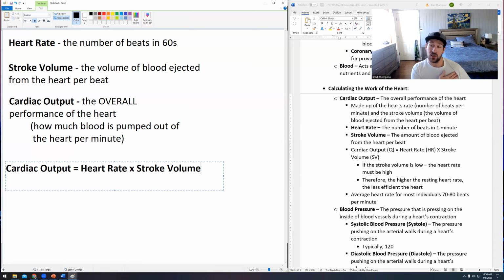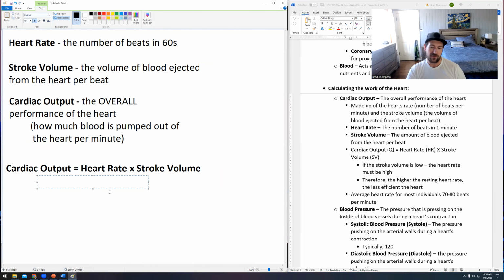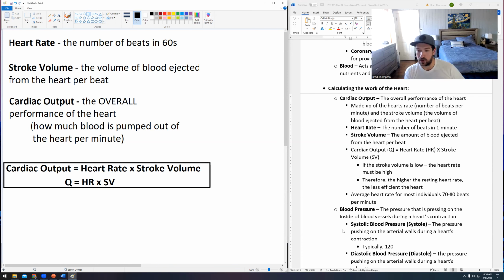This is one of the reasons we know the lower your resting heart rate is, the better in shape your heart is, right? So cardiac output, and by the way, there is a formula that we use. We call this the quotient of blood. So that formula is technically Q equals HR times SV, right? Q stands for quotient, by the way, like that's basically what this overall formula is. So that's probably the most important thing we need to understand.